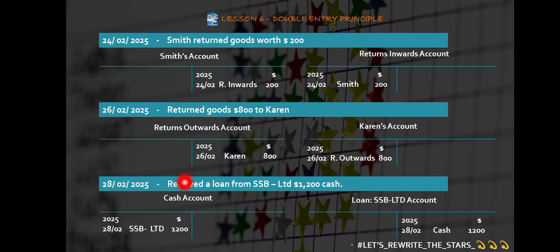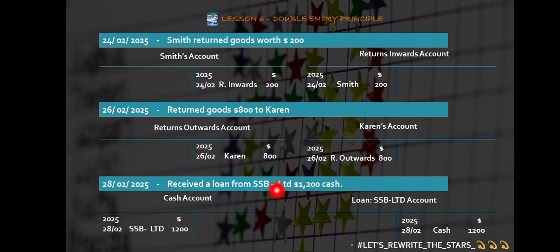And then the final transaction for today's lesson: received a loan from SSB Limited, cash. So we are receiving a loan from, the very moment the word from appears, that means it is coming, the person after the from is the one giving. So SSB Limited is giving us a loan. And how was he giving us the loan? He was giving us a loan through cash.